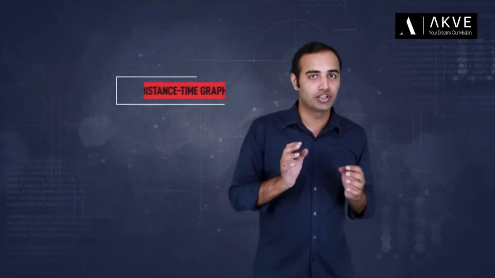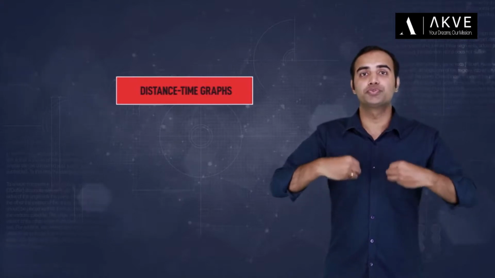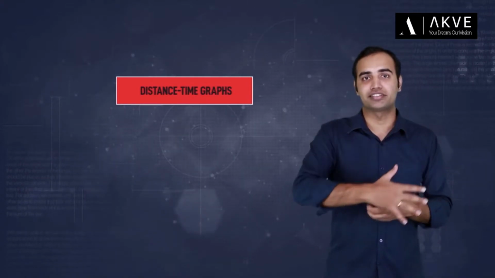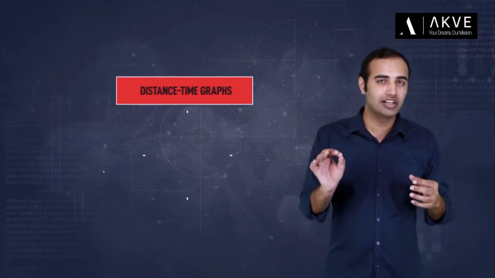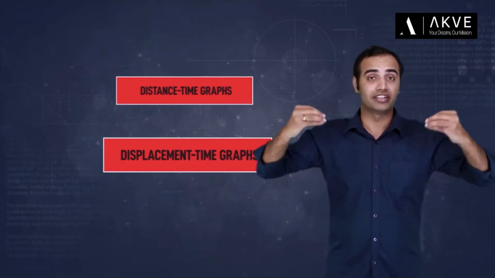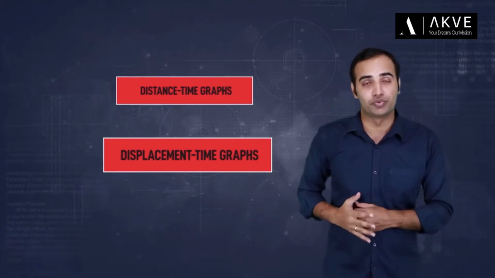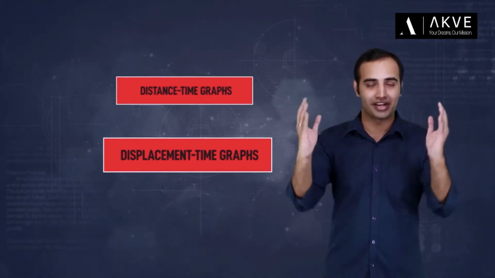In the last video, we learned about distance time graphs in great detail, and we saw how useful they can be for mathematical analysis. Now in this video, we'll learn about displacement time graphs, graphs which essentially show us the dependence of displacement of an object with respect to time. So without wasting a second, let's jump right into the video.